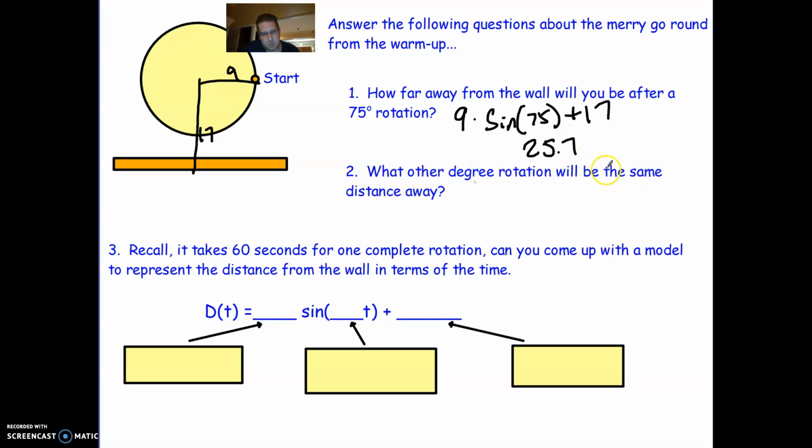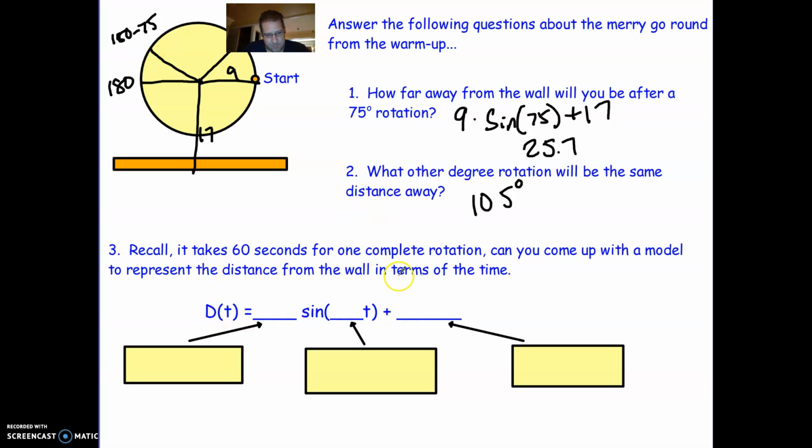What other degree rotation would also be the same distance away? Well, if I go 75 degrees, that's about right here. That'd be the same as this reference angle. So if this is 180 degrees and I take away 75, then I get a 105-degree rotation. This 75 and this other 75 degrees must be the same heights. That's why it's 180 minus 75.